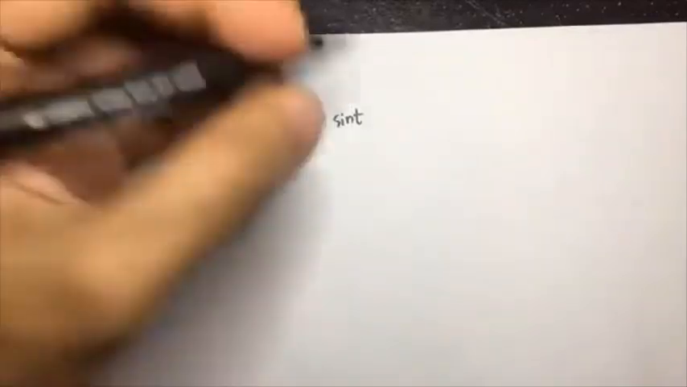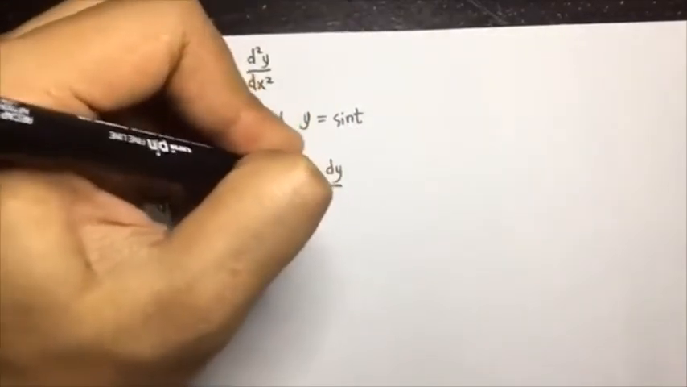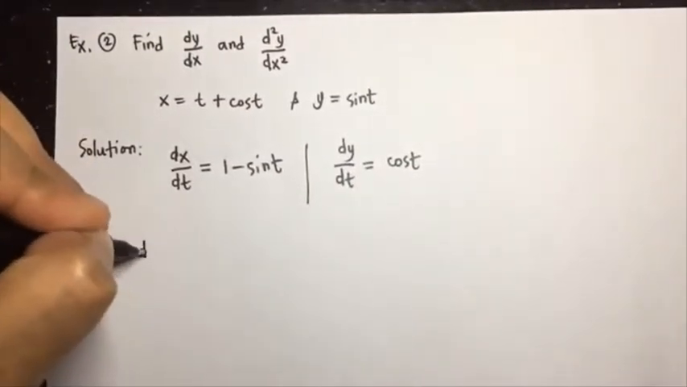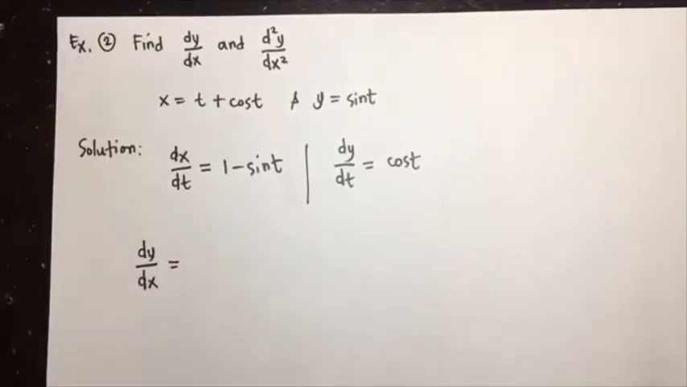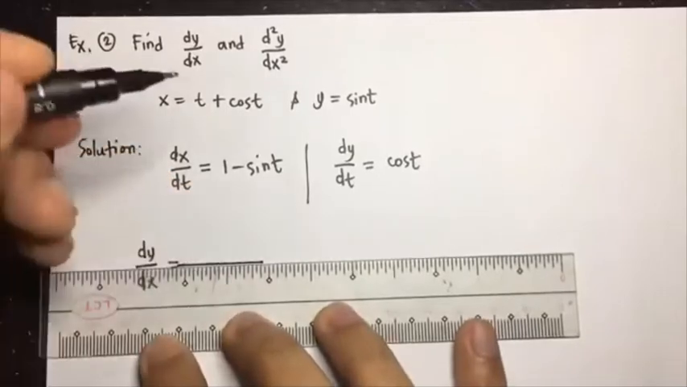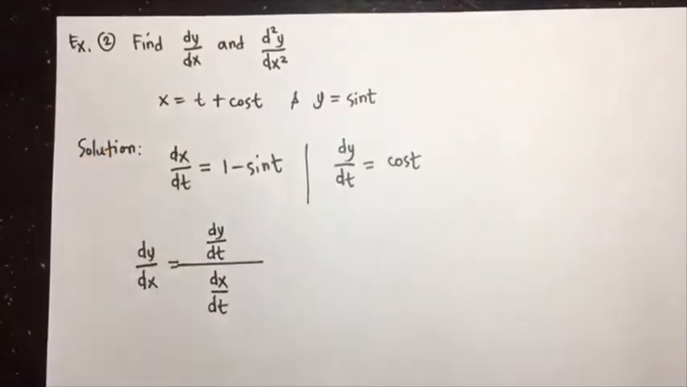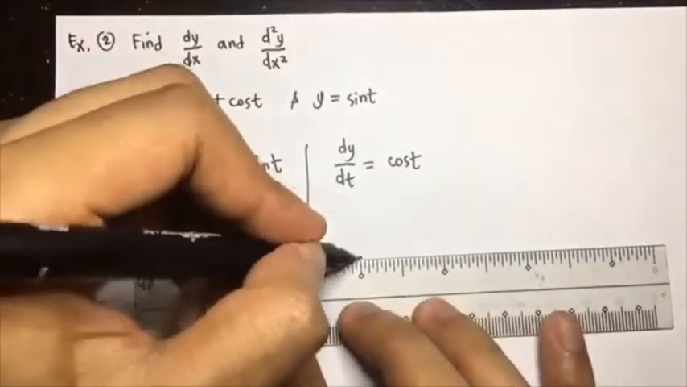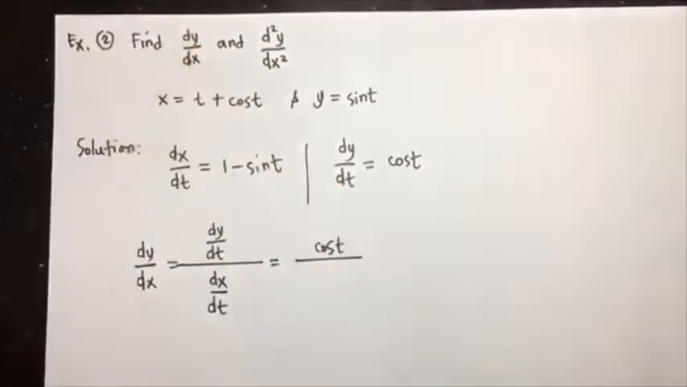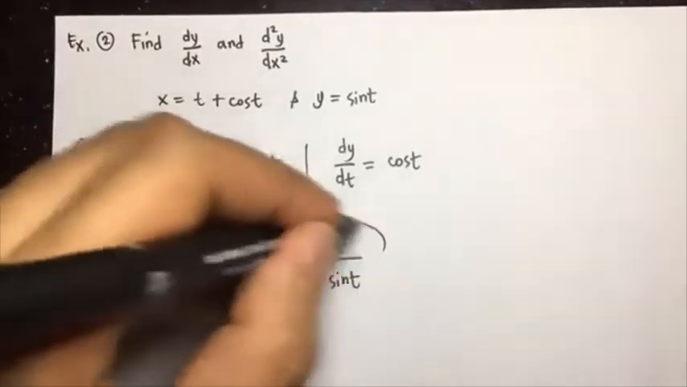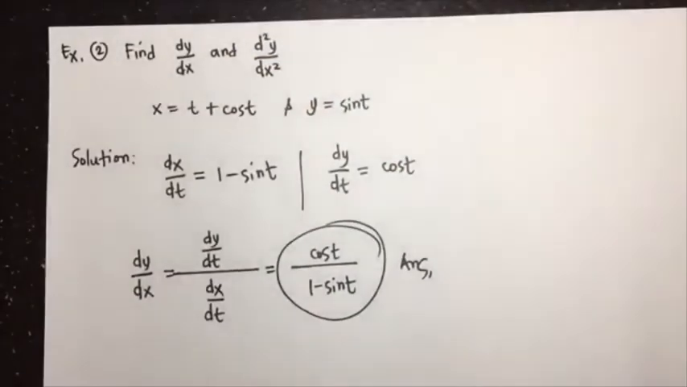Okay, so next is dy over dt. The derivative of sine of t is cosine of t. So therefore, our first derivative, dy over dx, is equal to dy over dt over dx over dt. So our first derivative is simply cosine of t over 1 minus sine of t. Okay, and then that's it. So that's our first derivative in less than 2 minutes.